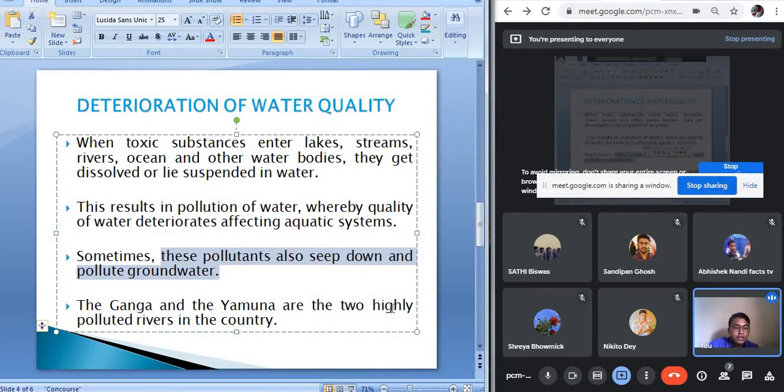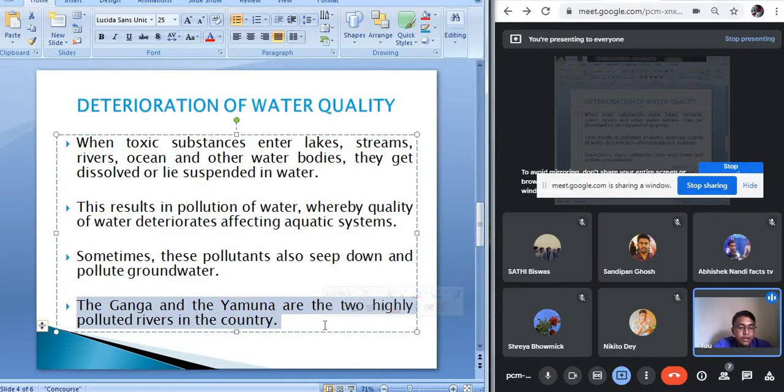And when we talk about our country, India, it is one of the largest countries where many rivers are there, more than 10,000 rivers. Most of the rivers of our country are polluted. The most important rivers are the Indus, Ganga and the Brahmaputra, and the Yamuna river is the largest tributary of the river Ganga. So the Yamuna river and the Ganga river are the two highly polluted rivers of our country.